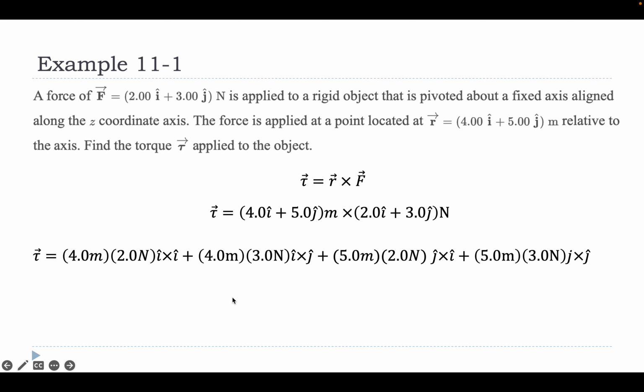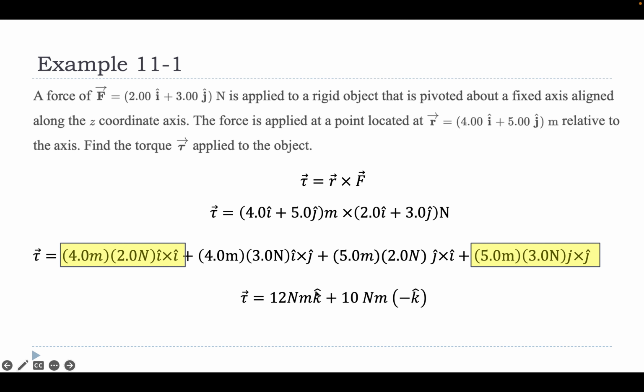So as I look at this, I realize that 2 of these terms are going to be 0 because I have a unit vector that's crossed into itself, like i crossed into i and j crossed into j. So both of those terms are going to be 0. So I have 2 terms left, and so I have 4 times 3, which is 12, and then i crossed into j, and i crossed into j gives me the k direction or the z direction. And then I have 5 times 2, and then I have j crossed into i. That's opposite of ij, so that's going to give me a unit vector that's in the negative z direction or the negative k direction. So there's the 12 in the k direction and the 10 in the negative k direction.